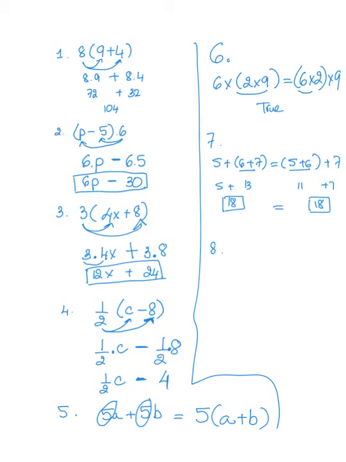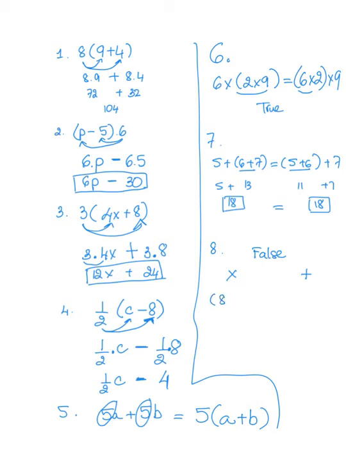Number 8. You can use subtraction and division with associative property. This is gonna be false because associative property can be applied only for multiplication and addition. You can't use it for division and subtraction. Let me give you one example.